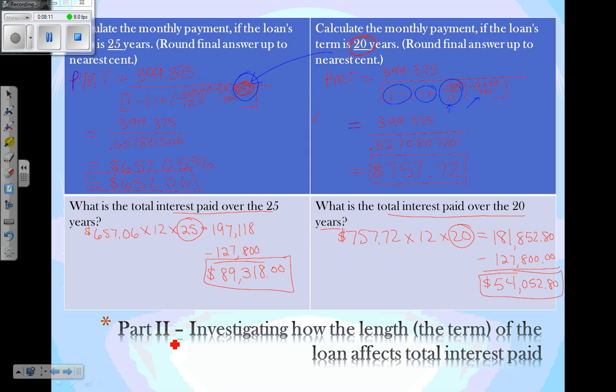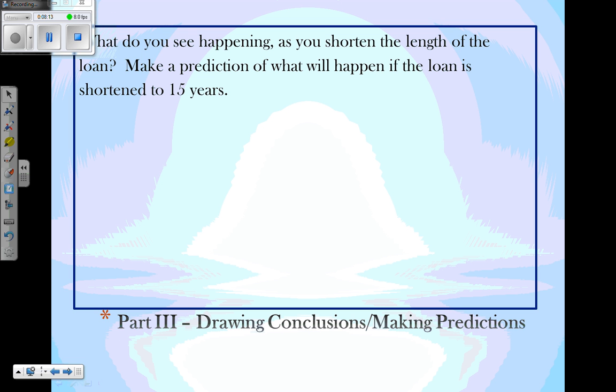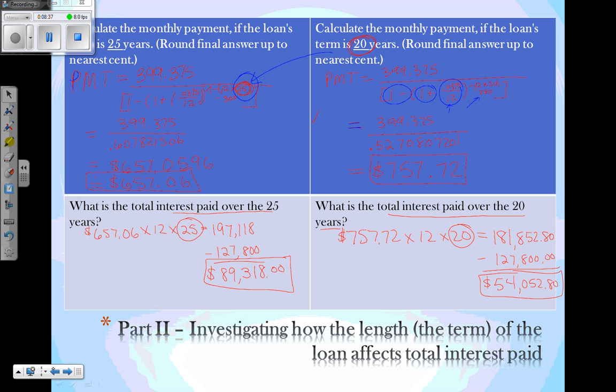Okay, we are now pretty much through with our calculations, but we need to look at some of the changes that are going on, because that's going to be required for our third part. This is part 3. We're going to make some predictions and draw some conclusions based on what we've found out from our calculations. What we're going to ask you is, what do you see happening as you shorten the length of the loan? Make a prediction of what will happen if the loan is shortened to 15 years. Well, let's look back and see what's going on.